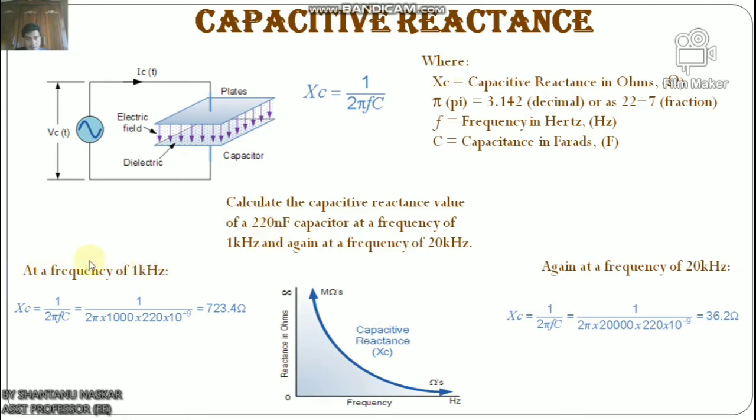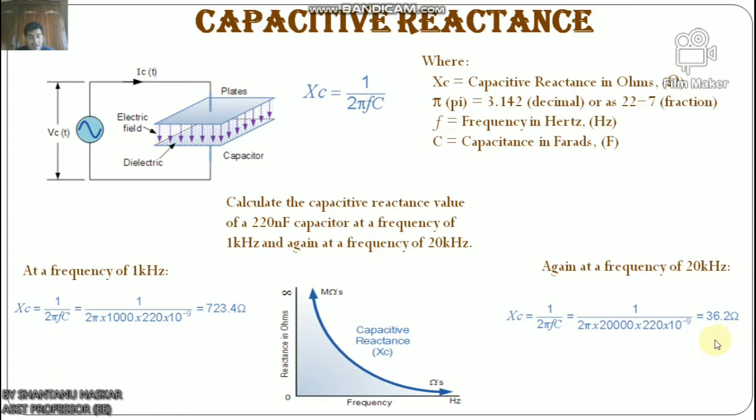So at a frequency of 1 kilohertz, this is the value. Xc equals 1 by 2 pi fc. The value is 723.4 ohm, and again at a frequency of 20 kilohertz, the value of Xc equals 36.2 ohm. Here f is the frequency and C is the capacitance in farad. Therefore, it can be seen from the values that the frequency applied across the 220 nanofarad capacitor increases from 1 kilohertz to 20 kilohertz.